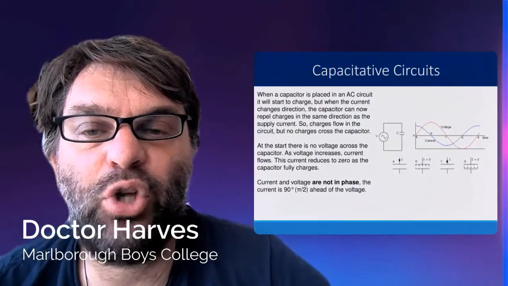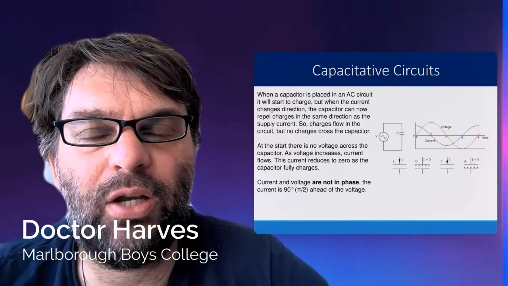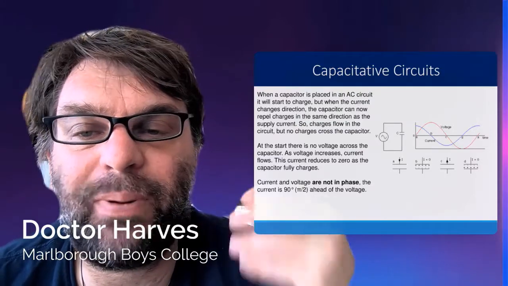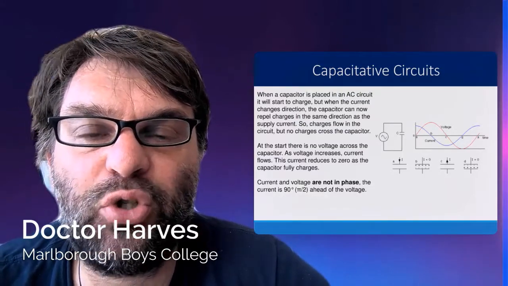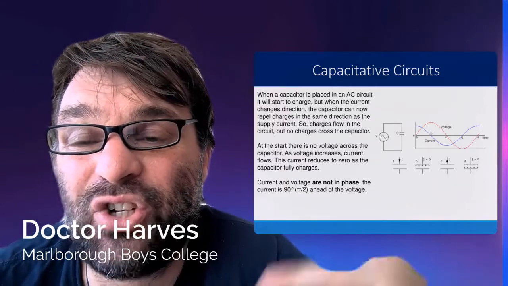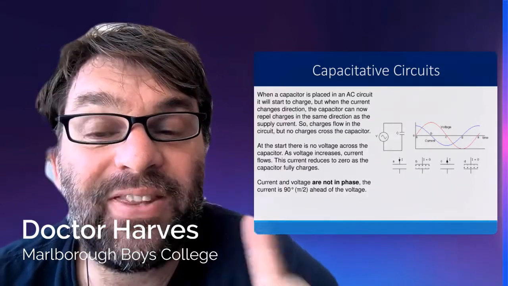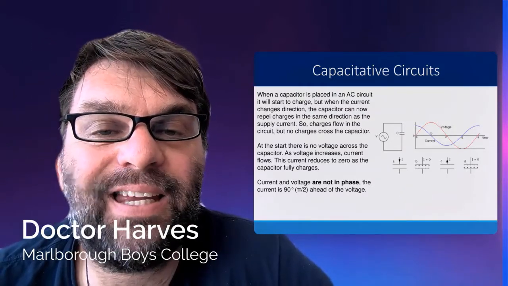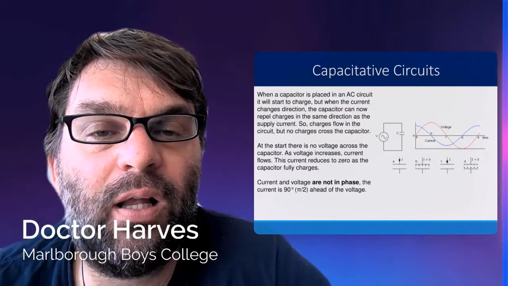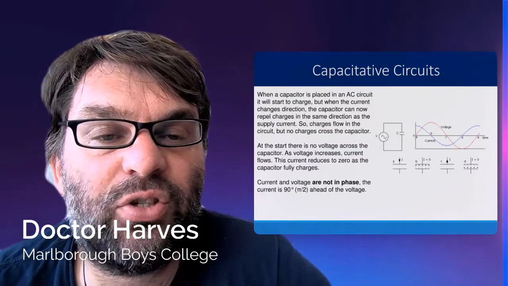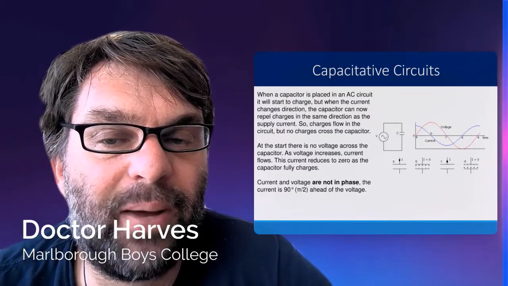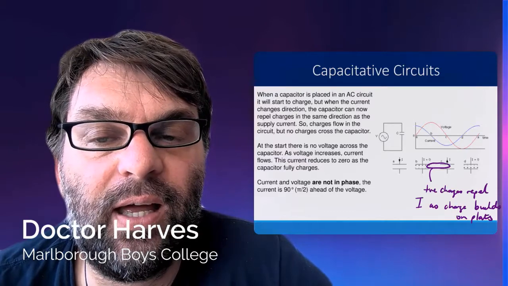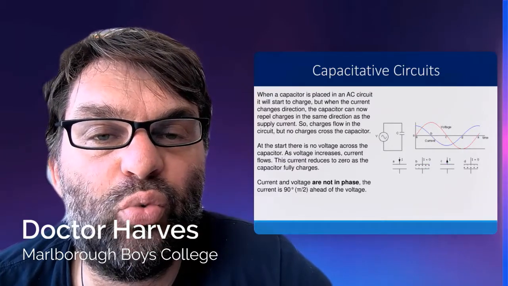Okay, so in terms of capacitors though, things start to change. When a capacitor is placed in an AC circuit as opposed to a DC circuit, it will start to charge just like it would in a DC circuit. But then in AC circuits, the current changes direction. So that means the capacitor can now repel charges in the same direction as the supply current, as you can see in part B of the images on the right.